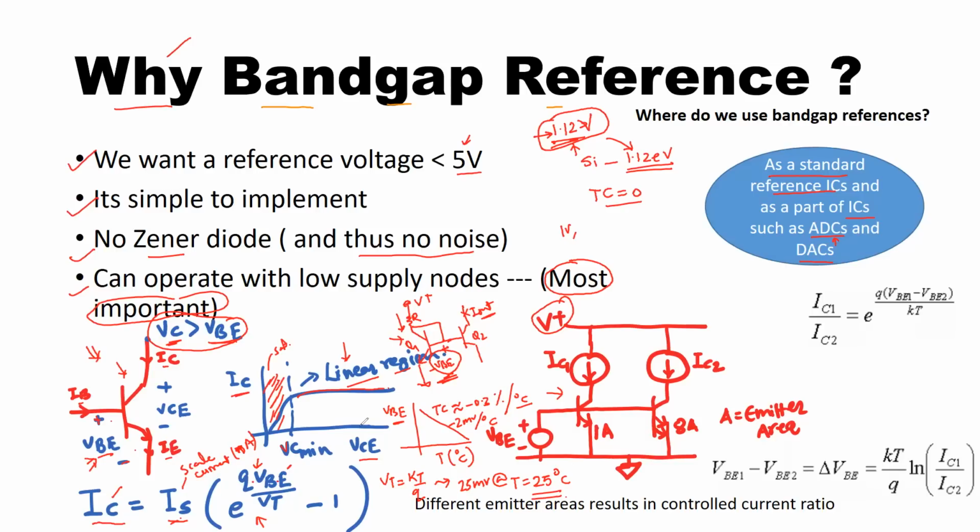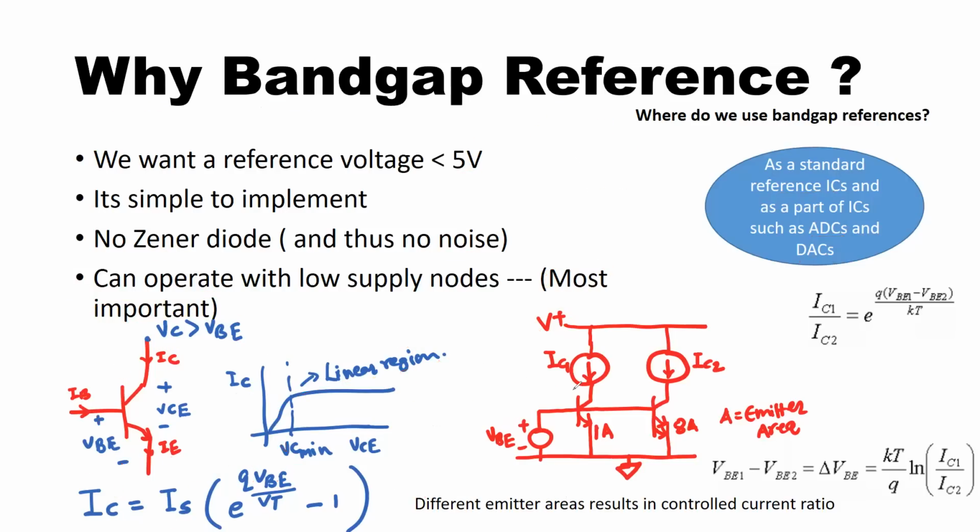Now, as I said, we have the strong negative TC of the generated VBE. So the idea here is to generate another voltage which will have positive TC and then sum them together. So what you do here, you have this voltage source, and then you basically use these current sources to force the currents into the collectors of these transistors. So let's say the collector current in this transistor is 1 ampere, and the second transistor with multiple emitters shown here has a larger emitter area.